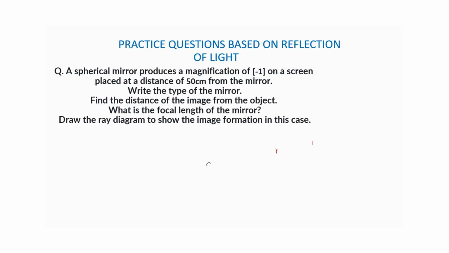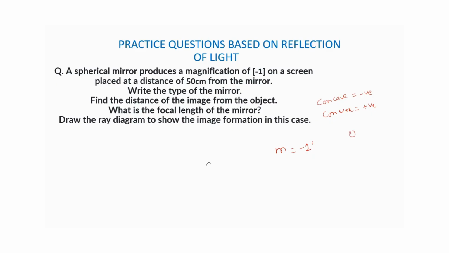Here the magnification is given as -1. From our fundamentals and basics we know that in case of concave mirror, my magnification is negative, and in case of convex mirror, my magnification is positive. So the magnification given here is negative. That means I can deduce from this that the mirror used is of concave nature. So the first thing is cleared.